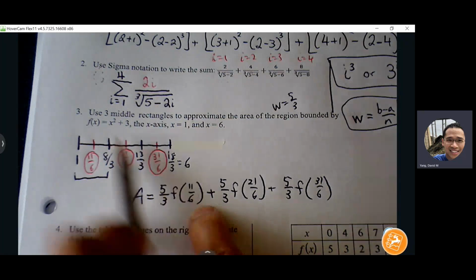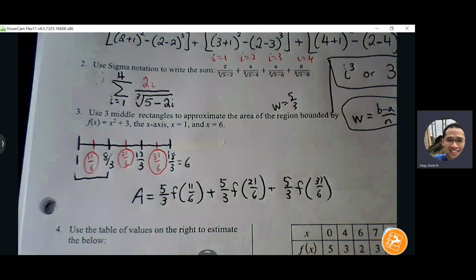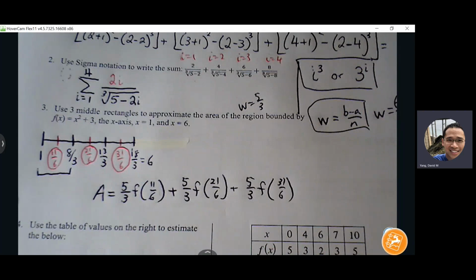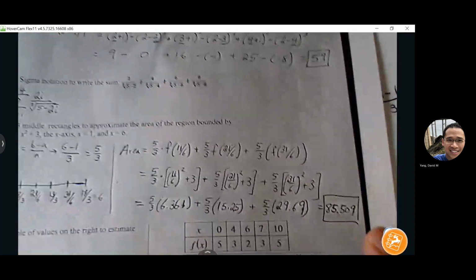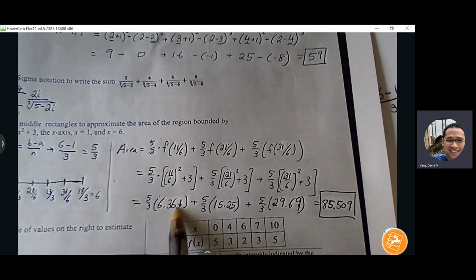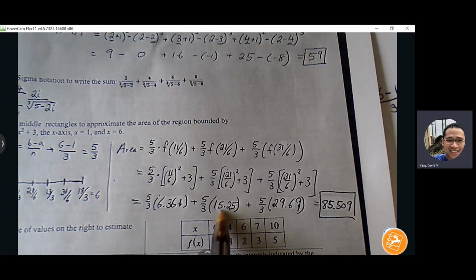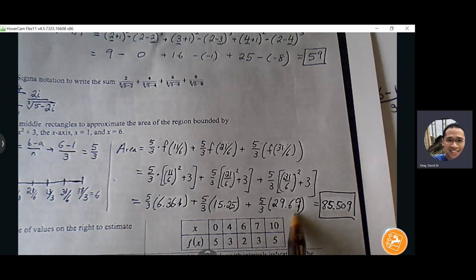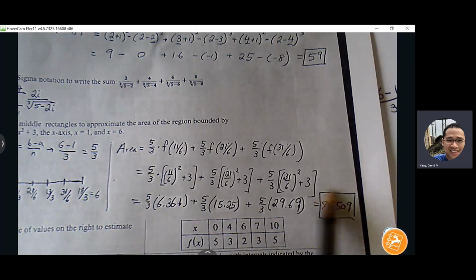Plug into the function, yeah. So you're going to just make the calculator do a lot of the work for you. Okay, ends up giving us 6.366 for the first height. The second rectangle is going to have a height of 15.25. Third rectangle, 29.69. And then add that all together, we get 85.509.